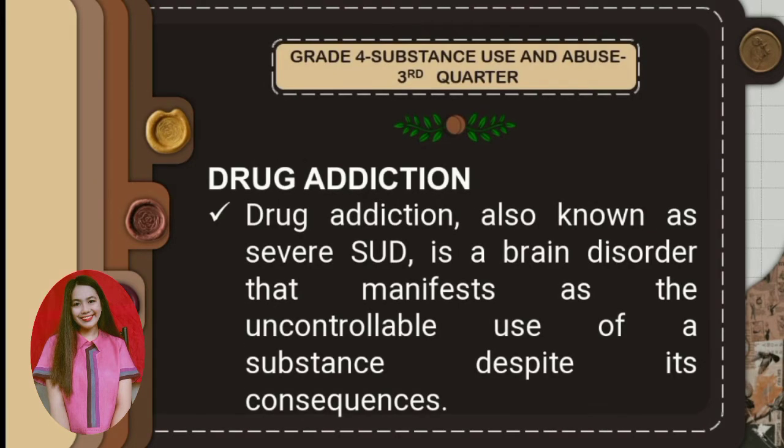Next, what is drug addiction? Drug addiction, also known as severe SUD, is a brain disorder that manifests as the uncontrollable use of a substance despite its consequences. People with drug addiction have a physical and psychological need to take a substance because they suffer intense or debilitating withdrawal symptoms when they go without that substance.